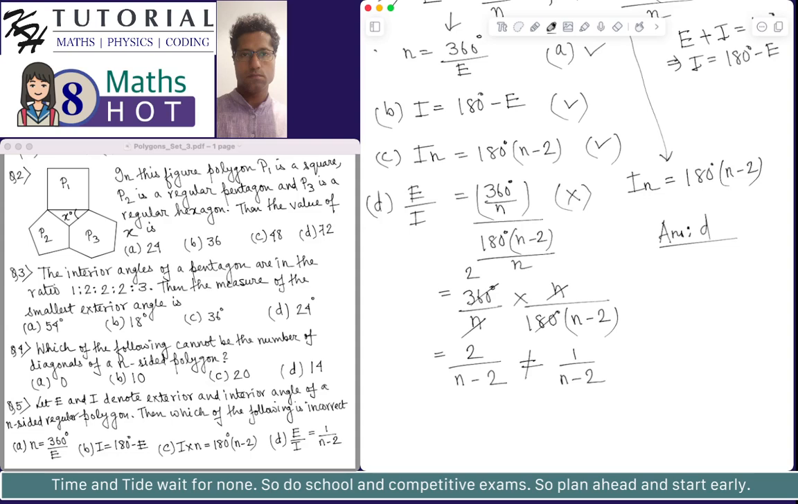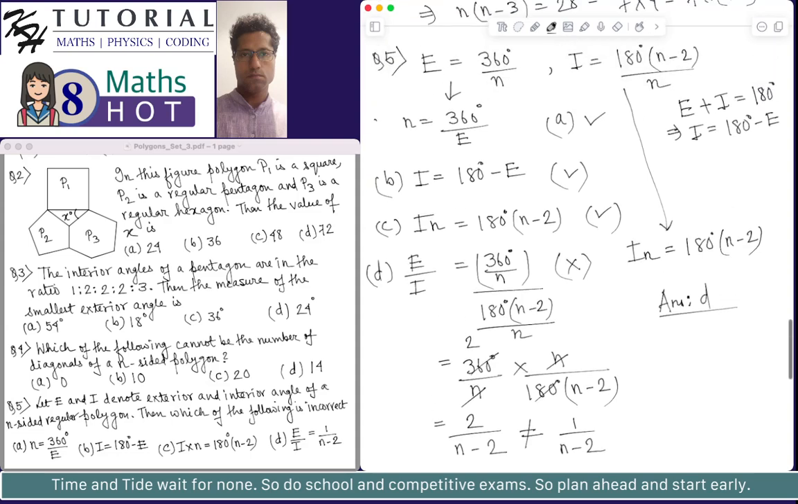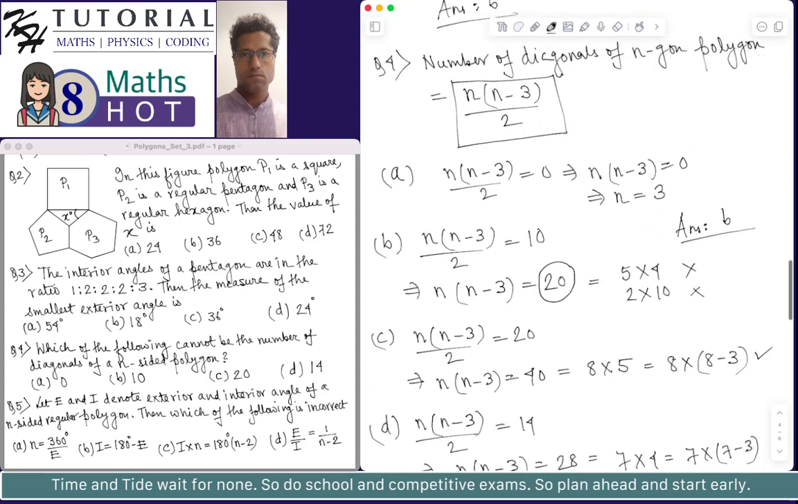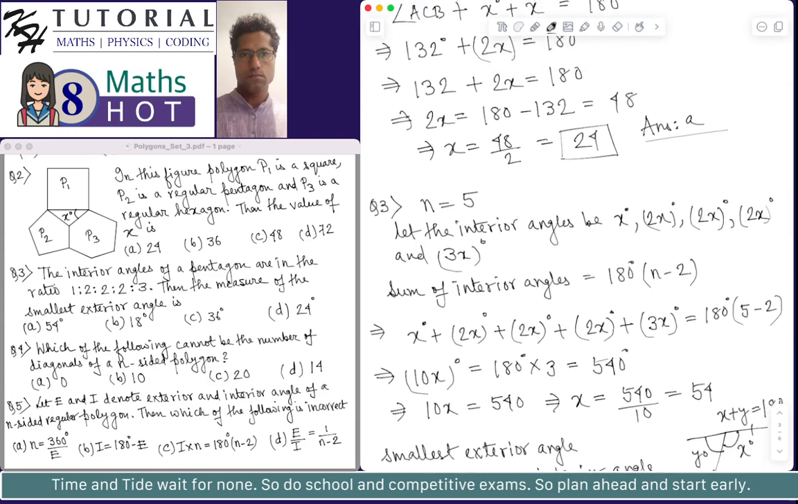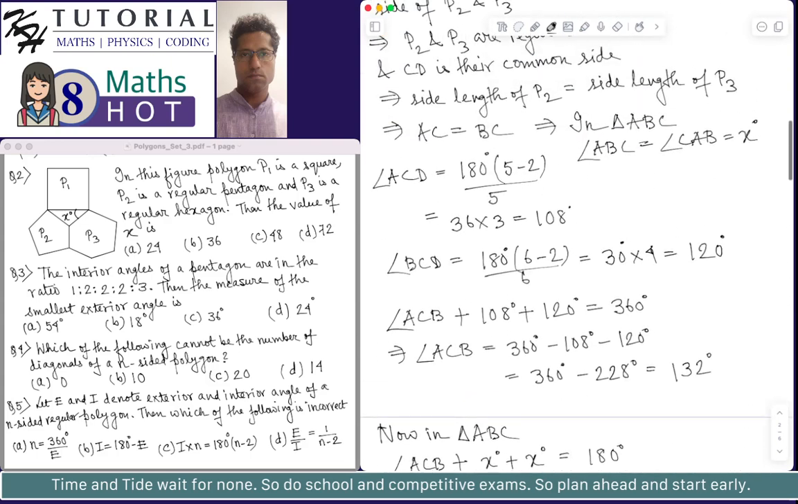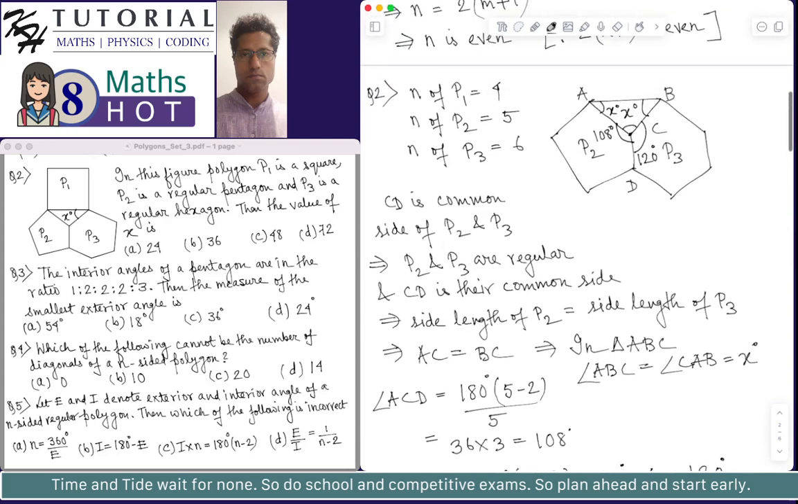So this brings to an end in solving another set of 5 good problems. This was set 3. I hope these problems will give you a good practice of relatively harder problems on the chapter of polygons, and this will also evaluate your understanding of the chapter concepts.